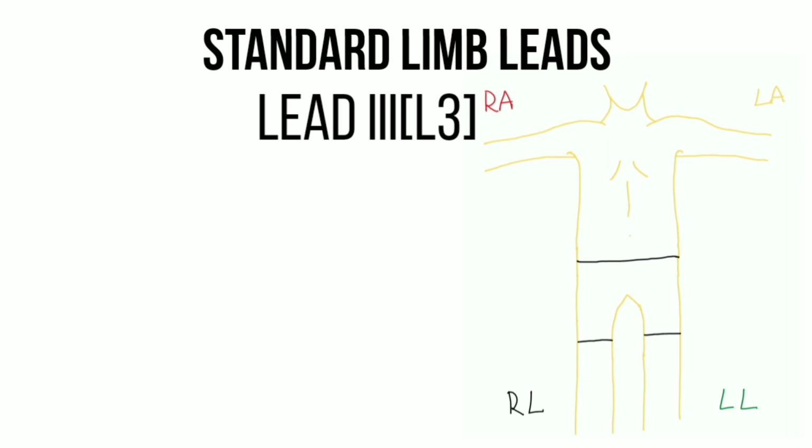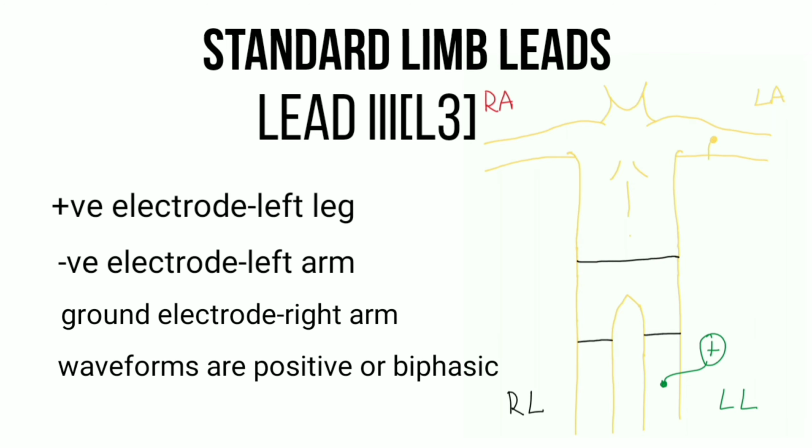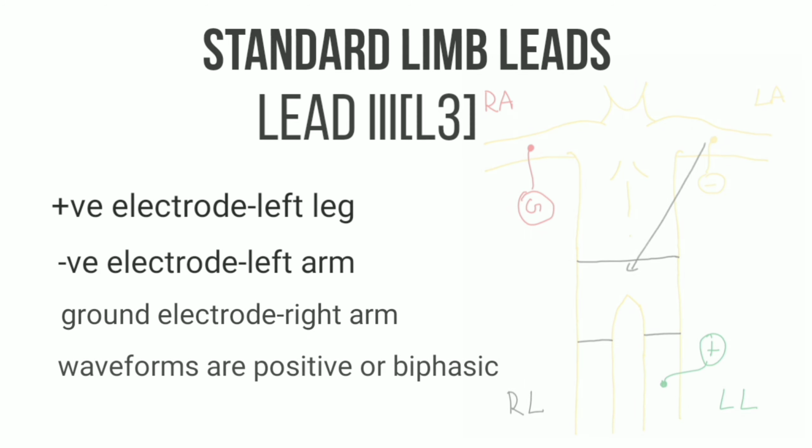Now lead 3. This lead is formed from the electrodes placed on the left leg, left arm and the right arm. The right arm acts as a grounding electrode in this particular lead. The waveforms which are obtained in this lead are positive or biphasic.